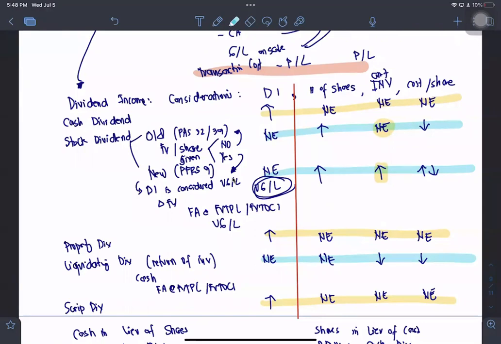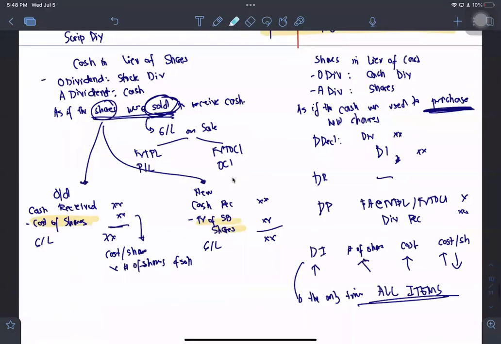And when is that? If it is a shares in lieu of cash. Why? Look at this shares in lieu of cash. Dividend income will increase, number of shares will increase, cost per share will increase, and the total cost of the investment will also increase. That is the only time when all of the items might be affected.